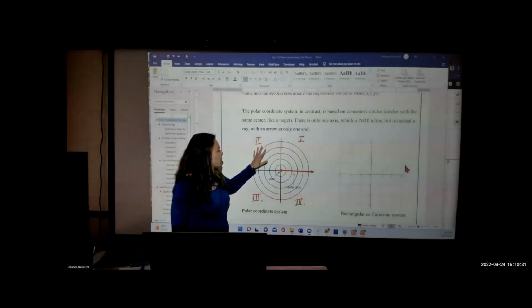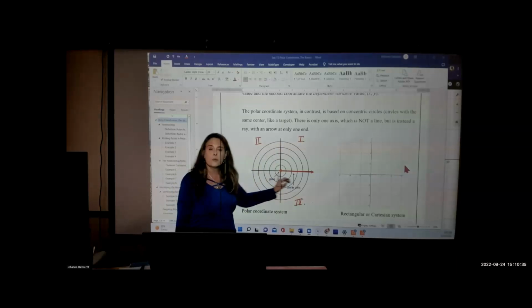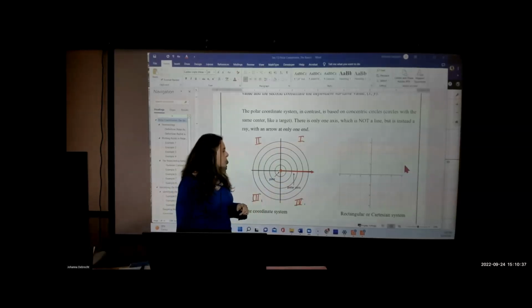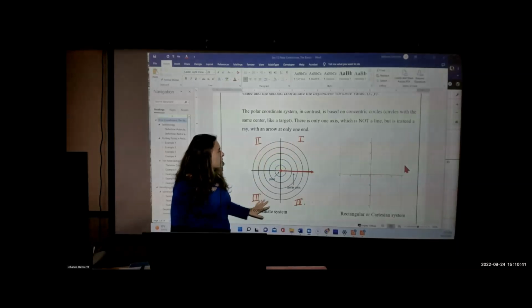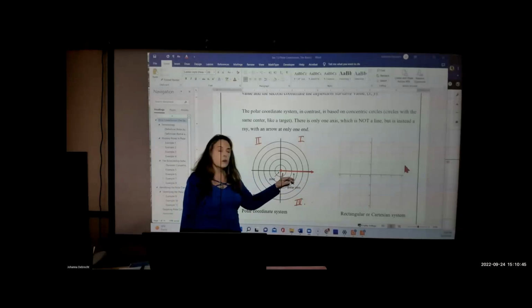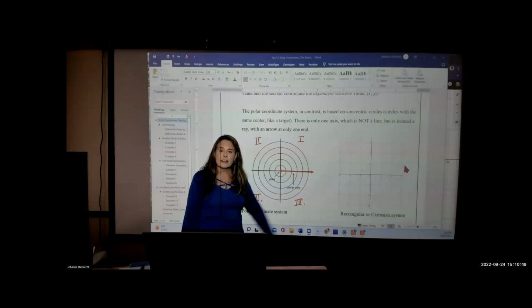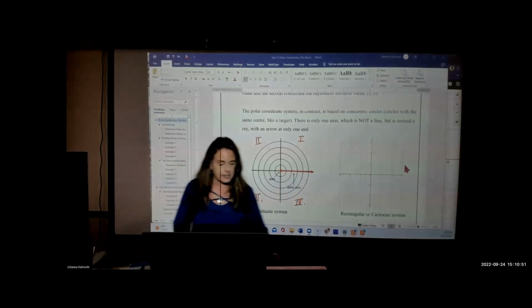We still label the quadrants in the same way. So if we superimpose an x and y axis on top of the polar coordinate system, we can still call these quadrants 1, 2, 3, and 4. But again, we're calling the origin now the pole, and we're calling the positive x-axis the polar axis.